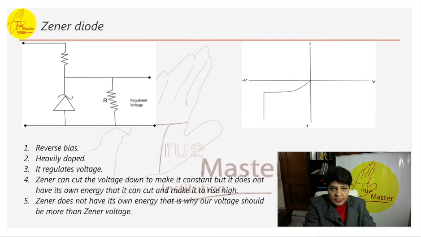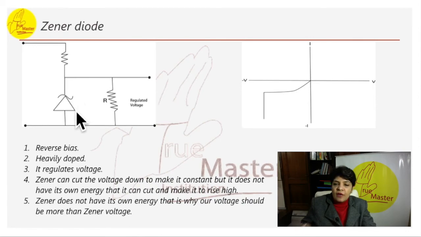A Zener diode is a PN junction. Here, this is a Zener diode. It is a PN junction that is heavily doped. The symbol of the Zener diode has a tilde-like shape. See, it's not a straight line, it is a curved line instead of a straight line. This shows that it is a heavily doped PN junction. This is connected in reverse bias here.